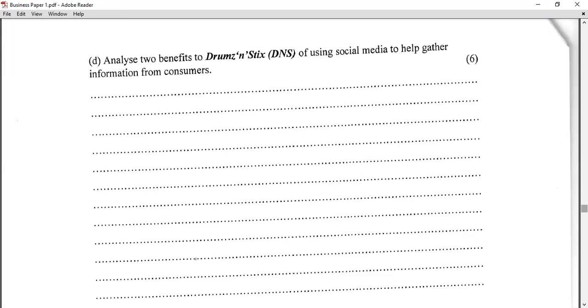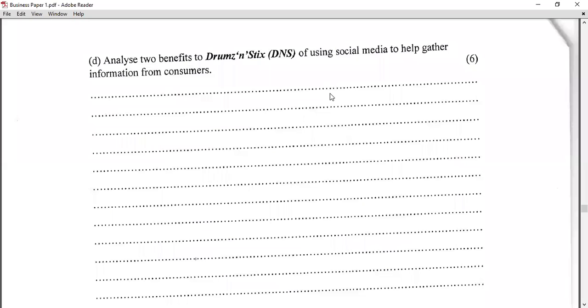So they're asking for two benefits to analyze, to DNS of using social media for what? To help gather information from consumers, right? So this is the main idea. How can you use social media to gather information from customers, consumers? There are so many consumers in the market, in social media.